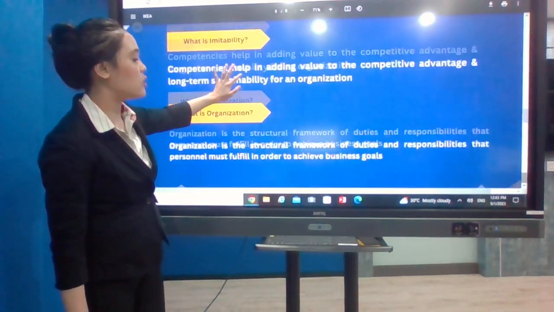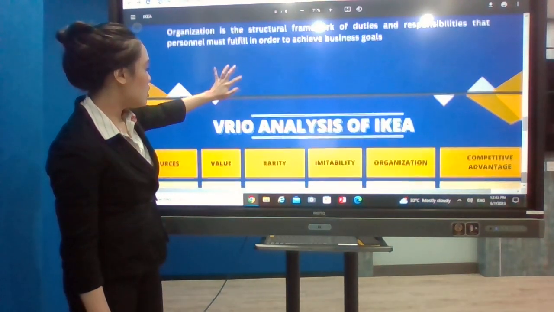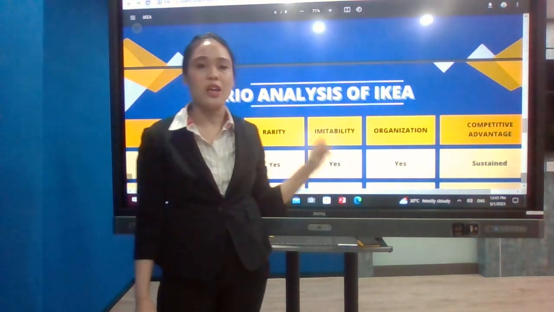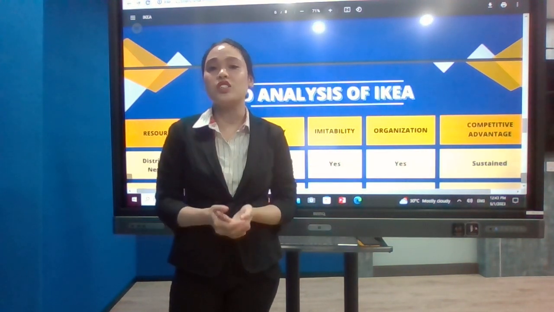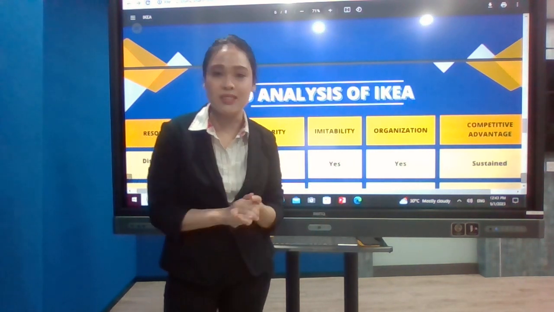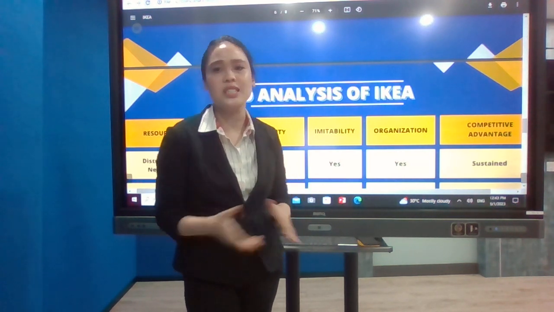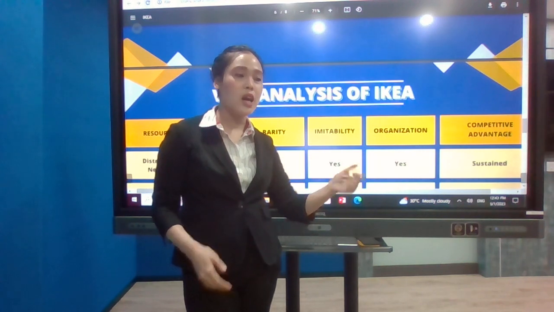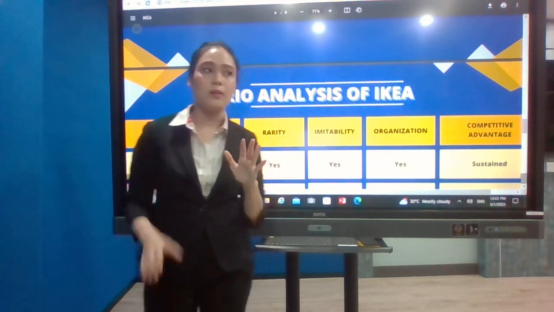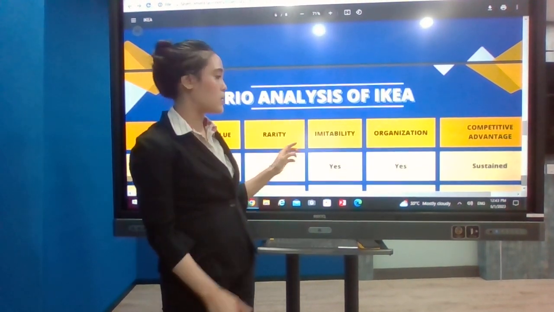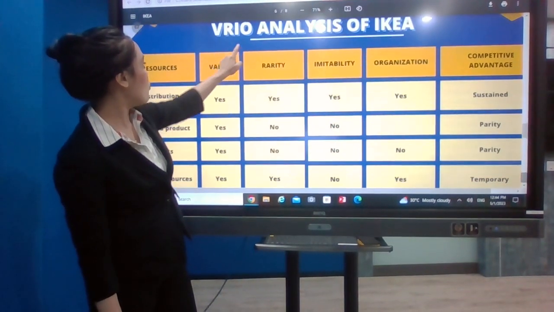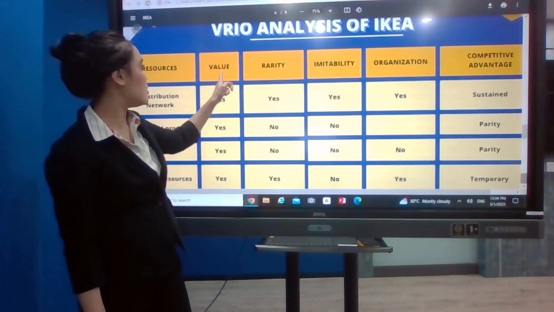So now we move to the VRIO analysis of IKEA, which is resources. The first one is distribution network. A distribution network is a collection of delivery, transportation, terminal, and warehousing services that will be established to best meet the needs and requirements of our customers and prospects. Which means, to describe it simply, the system that we use to obtain brands and products from a specific company or business organization.